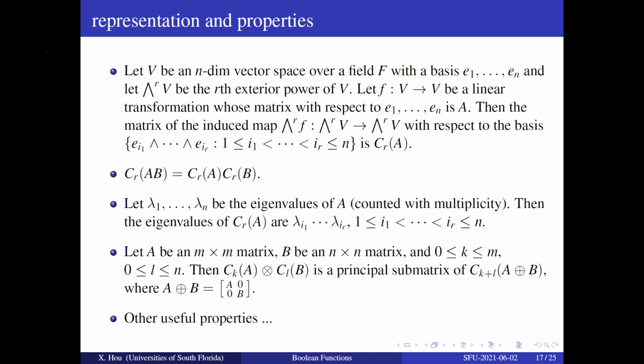Now, since the exterior power is a functor, we automatically have this equation: the rth compound of AB is equal to the product of the rth compound of A and the rth compound of B. So this is automatic from the functoriality of the exterior product.